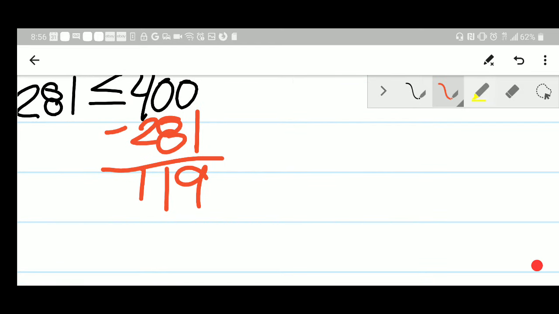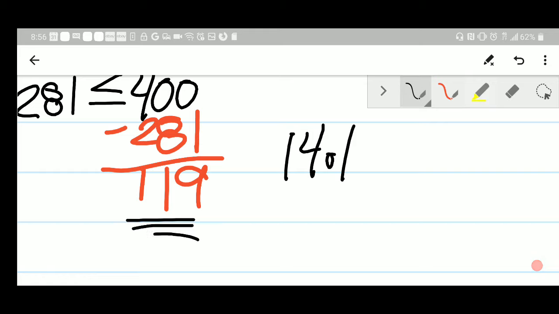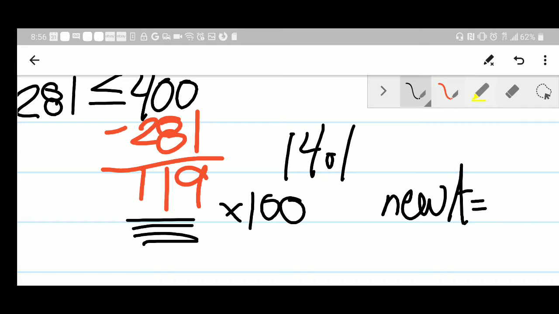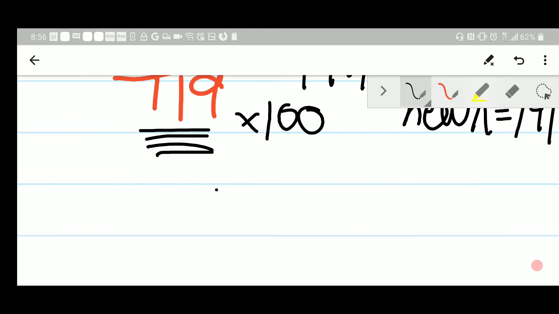So our new number is 14.1. Okay, so there's more numbers out there that we could do. If we just keep doing that, multiply by 100, and then the new A would be 141, and keep going. But I think you get the gist of what we're doing. Okay, so our number so far is 14.1, and we know we have some more numbers.